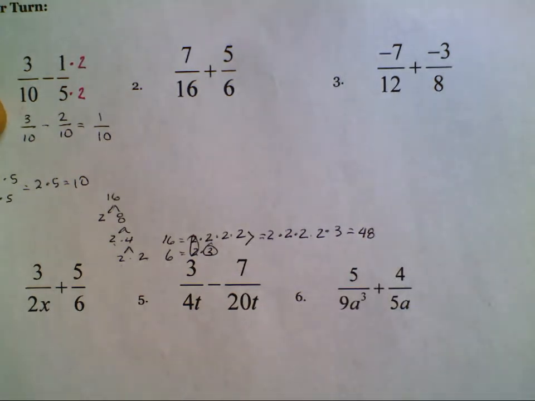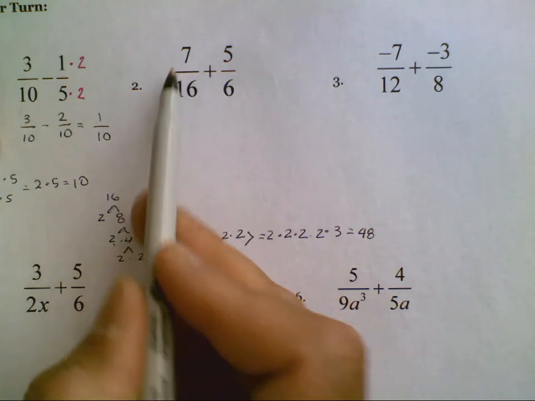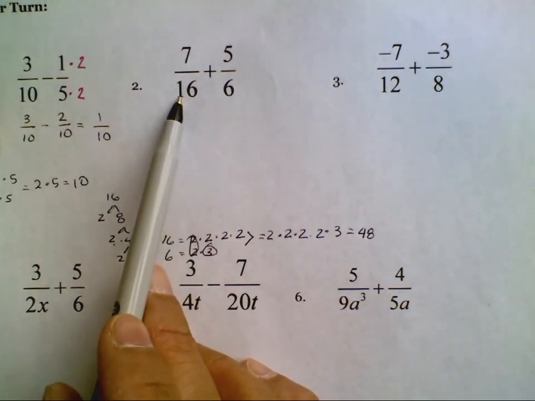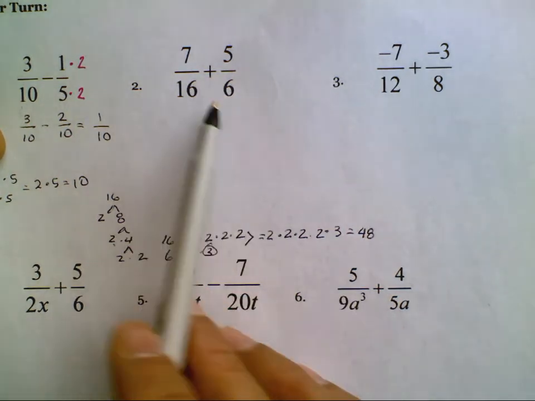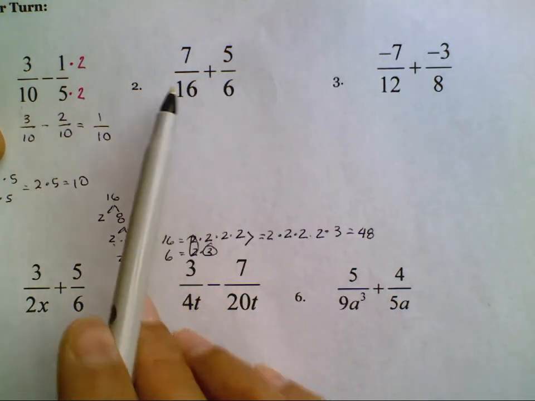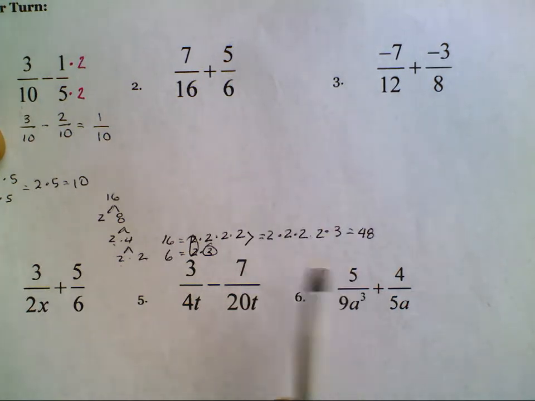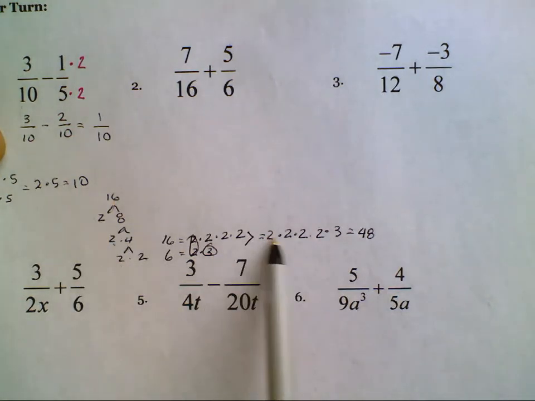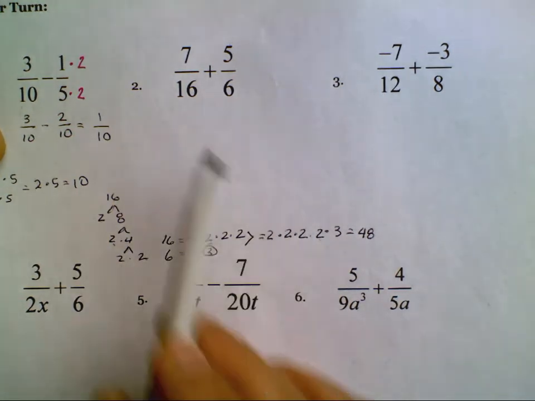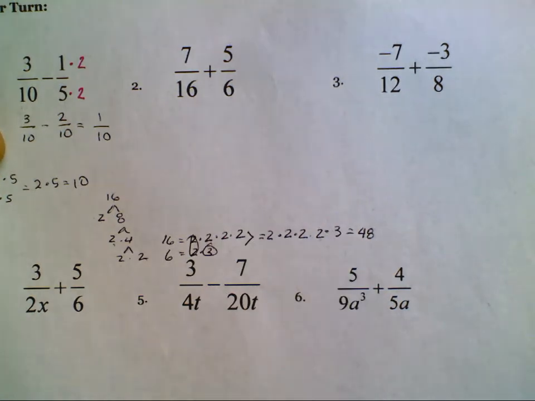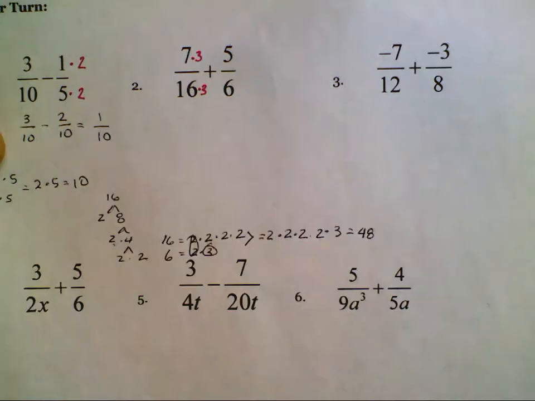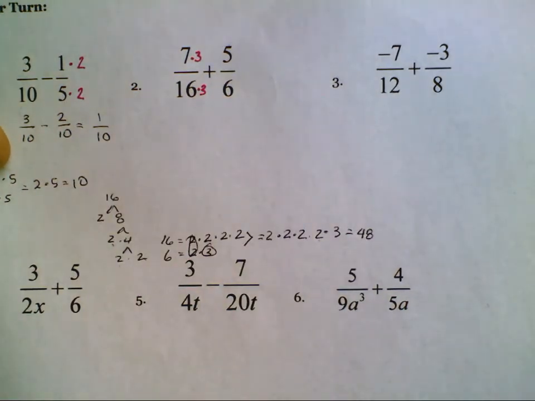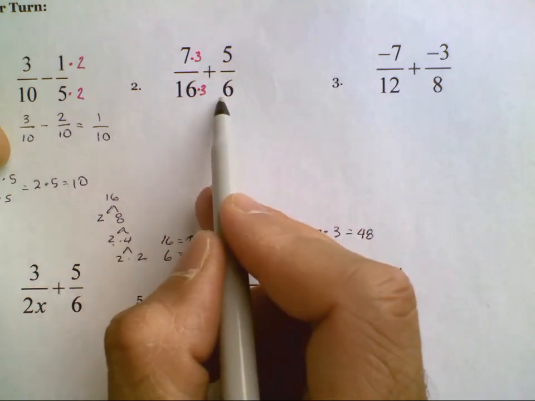That's my least common denominator. Okay, so what we do here, which number multiplied by 16 will give me 48? I don't have any variable in the denominator, so it's easier just to look at this number. You have 16. Remember that 16 is 2 multiplied 4 times. 1, 2, 3, 4. So which number multiplied by 16 will give me 48? 3. So you multiply 16 times 3, 7 times 3, numerator and denominator, plus 5 over 6.